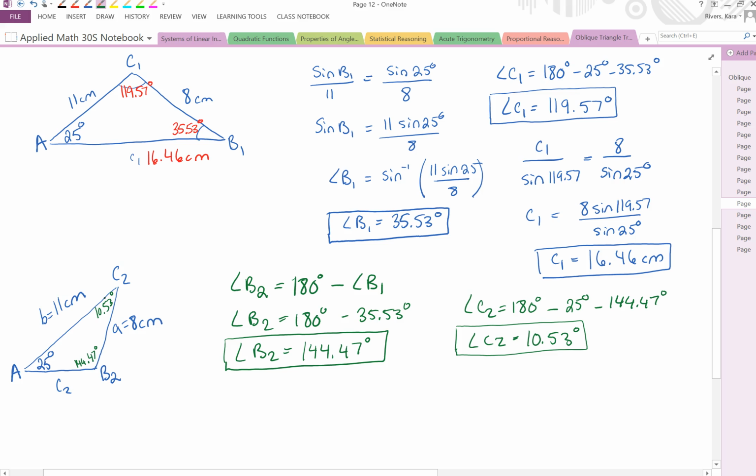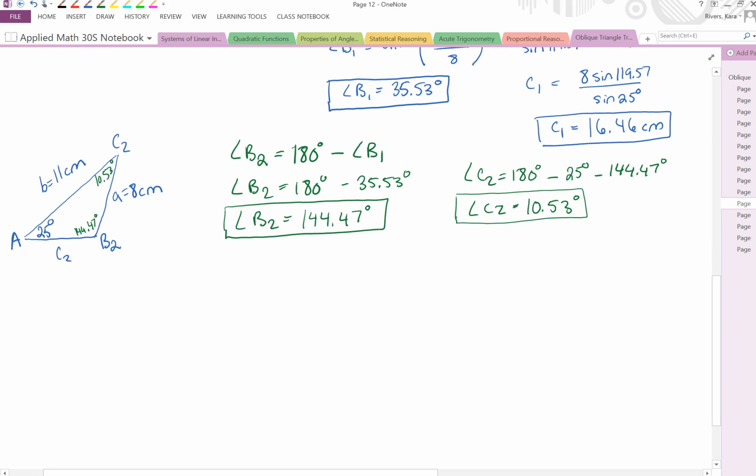Now that we have all of our angles and almost all of our sides, all that's left is to solve for side C2. Using the sine law, we've got C2 over sine of C2, and we've got B over sine of B2. Or you could do C2 over sine of C2 and A over sine of A. And I usually do the one that was already given in the question, but either way it should give you the same answer. So here we go.